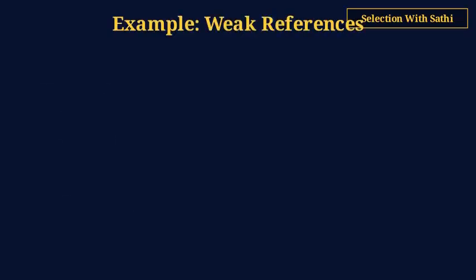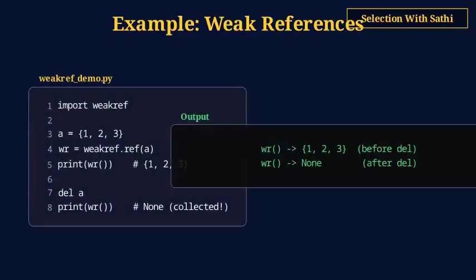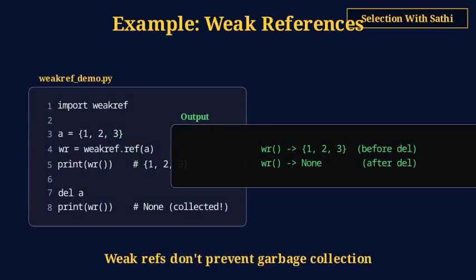Weak references with the weakref module. Create a set, then wr = weakref.ref of that set. Calling wr() returns the set. The weak reference lets you peek without preventing cleanup. After del a, the set is garbage collected, and wr() returns None. This is useful for caches that shouldn't prevent objects from being freed.